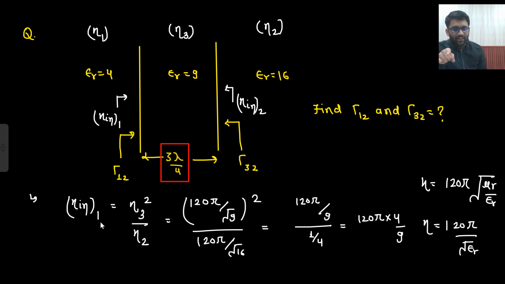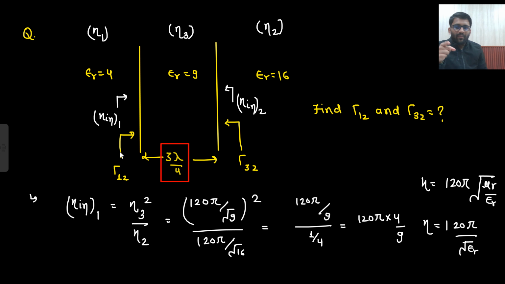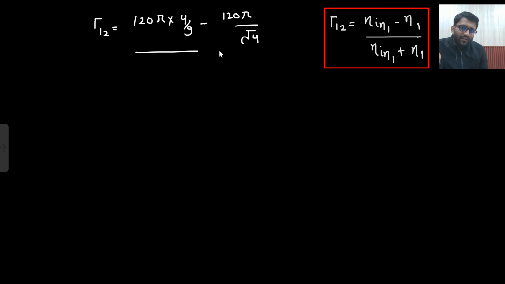That means what will be my neta in 1? That would be Z0 square by ZL, so neta 3 square divided by neta 2. What is neta 3 square? That I can write down using this formula, 120 pi divided by under root epsilon r. So from here I am getting 120 pi into 4 by 9, and here what will be my neta 1? My neta 1 will be 120 pi divided by under root 4. So this is what I am getting, and here I need to just add them up.